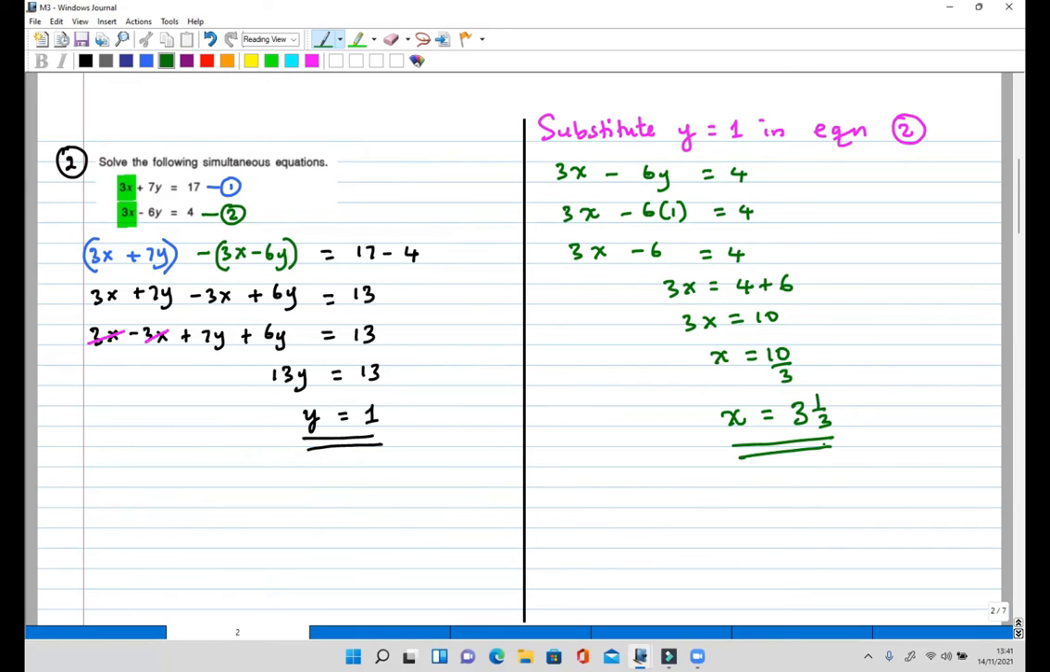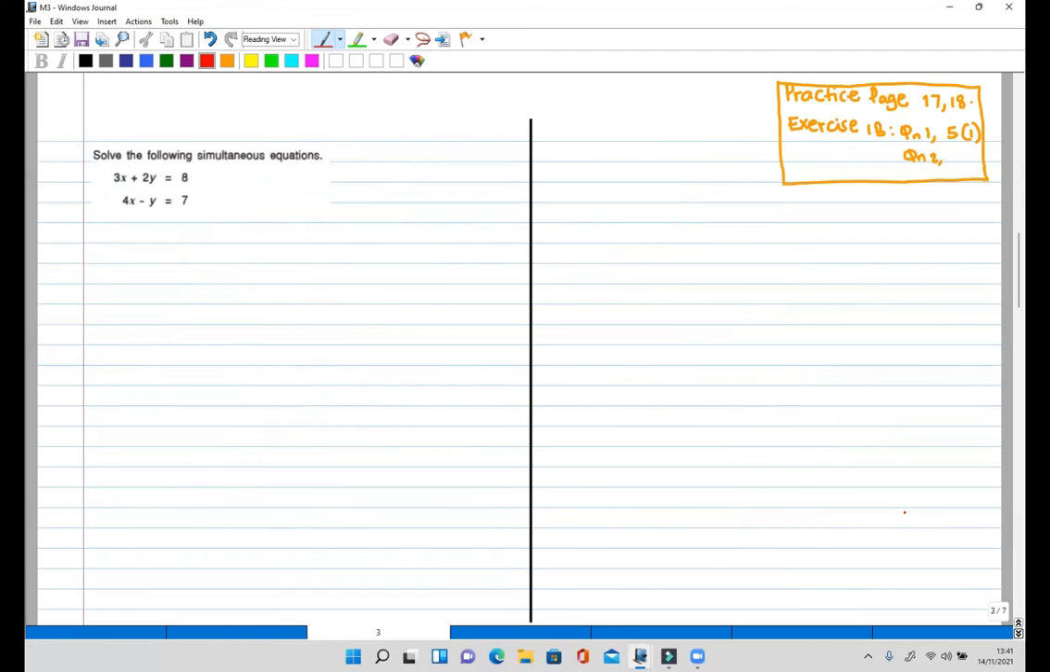Now, it therefore means that x is equal to 3 and a third, and y is equal to 1. So I hope you have understood how to solve such equations. Now, let's talk about another example.